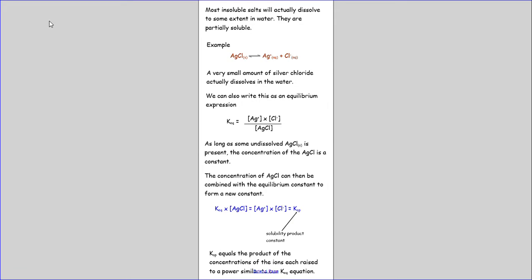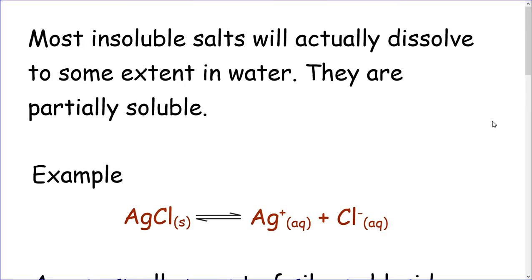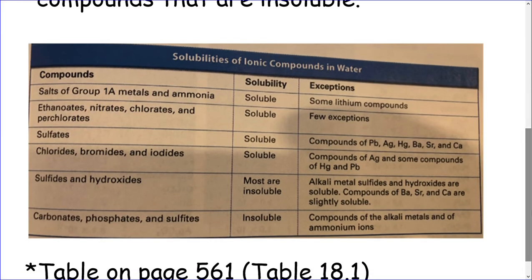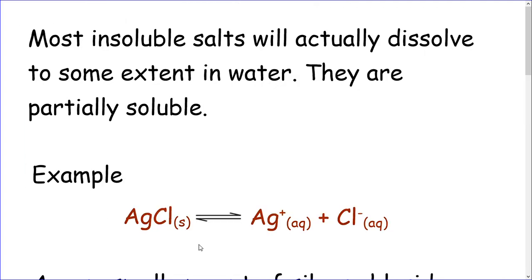So the next part is to go through with this understanding. Most insoluble salts will actually dissolve to some extent in water. We've been dealing a lot with these equilibrium reactions, and so they're actually partially soluble. As an example, we can take silver chloride. If we go back and look at our chart, here are our chlorides. It says they're soluble with some compounds of Ag, or silver, and then some compounds of mercury and lead. So silver chloride falls in this insoluble part, so it would form a precipitate, and that's why it's listed as a solid here once it's put in. Now, it says most of them will actually dissolve to some extent in water.